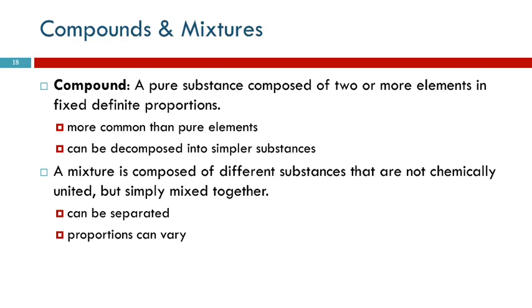In a mixture, you can have a mixture of oxygen and hydrogen. It's actually quite explosive. You could have a little bit of oxygen and a lot of hydrogen, or vice versa. But in water, it's always 2 hydrogen atoms to 1 oxygen atom. So the proportions can vary in a mixture. Mixtures can be separated using a physical process, whereas compounds require some sort of a chemical reaction to separate them into elements.